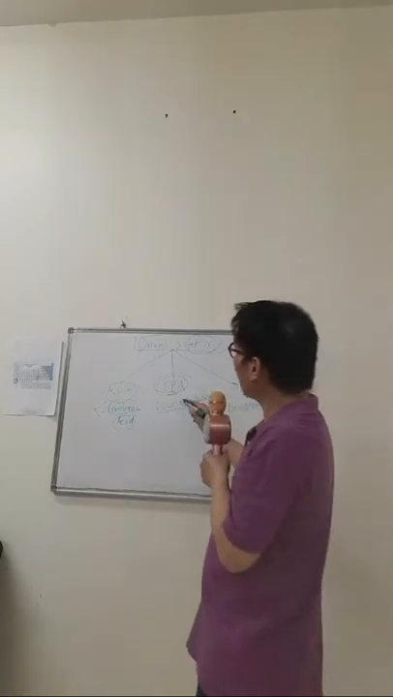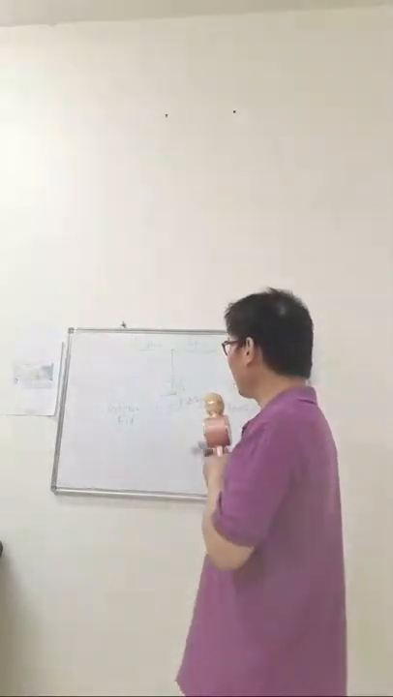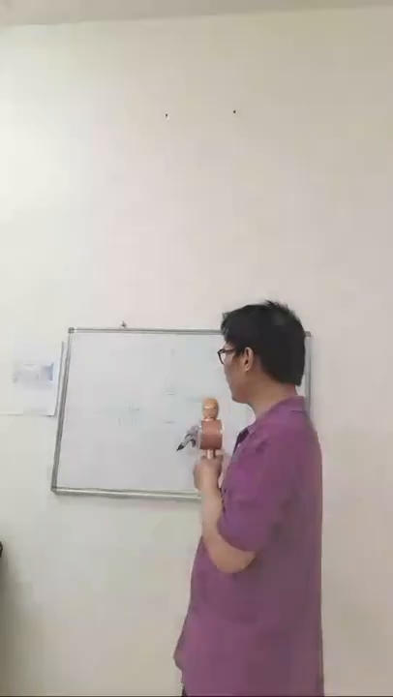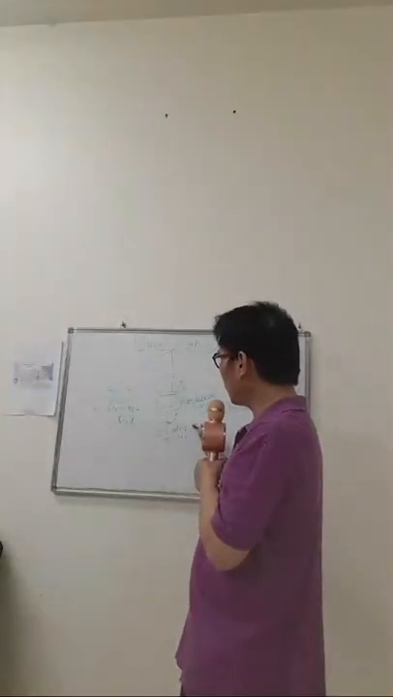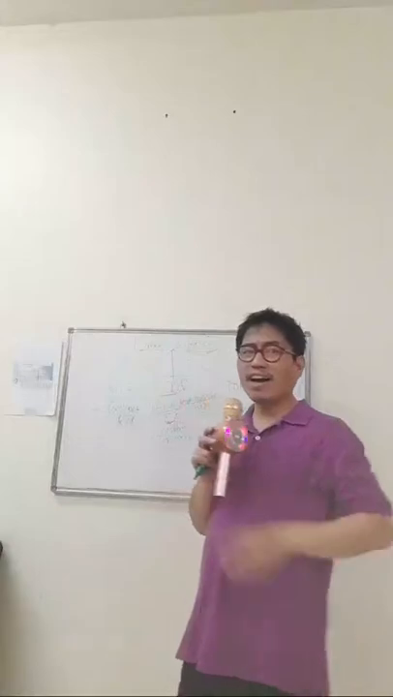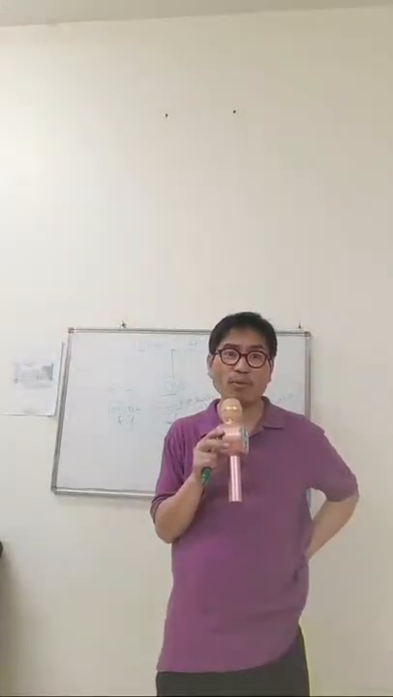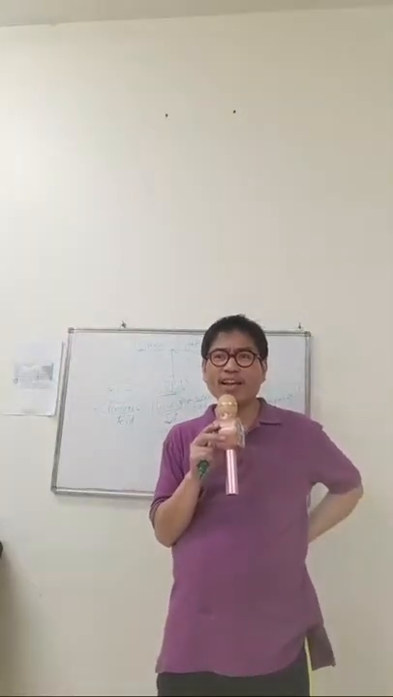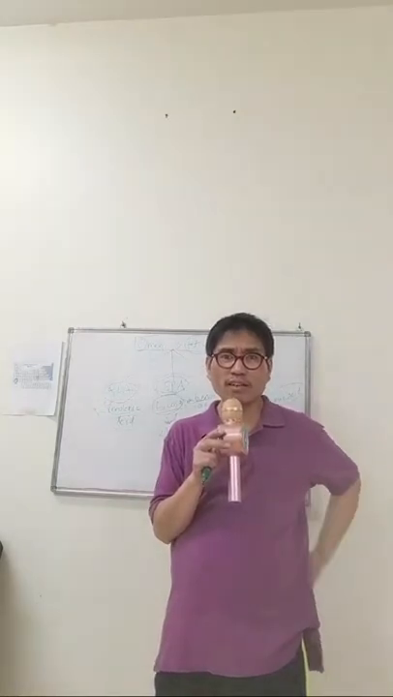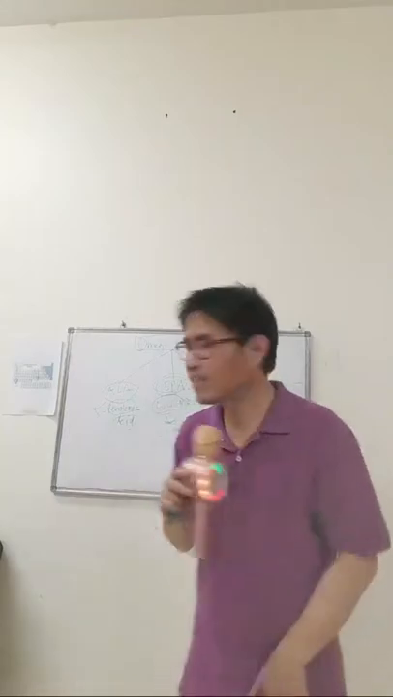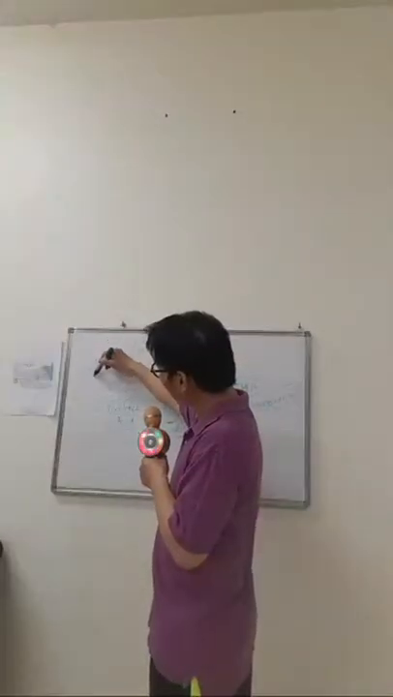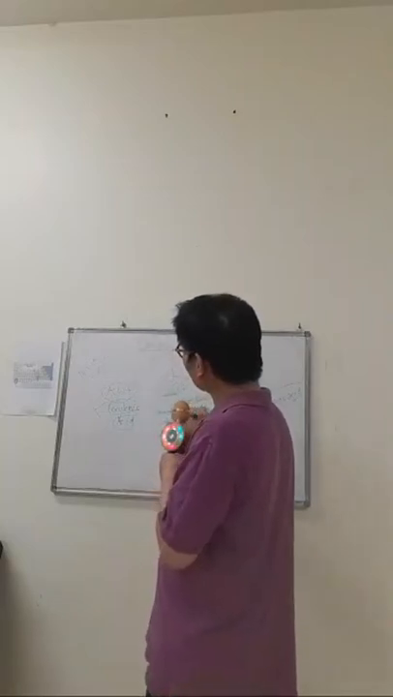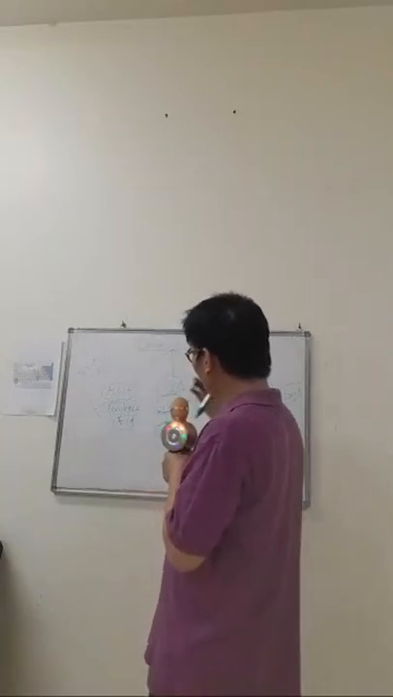Then eicosa, as I told you, this is 20 atoms of carbon. If you have deca plus deca, it's like math: x plus x equals 2x. Deca, 10, plus another deca is eicosa. Take note of the spelling, E-I-C-O-S-A. That is 20 atoms of carbon.